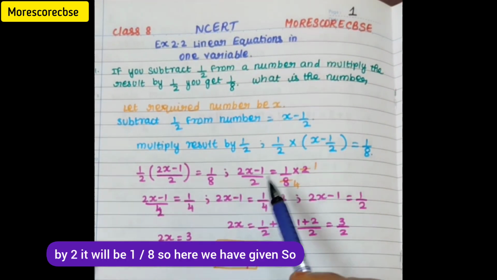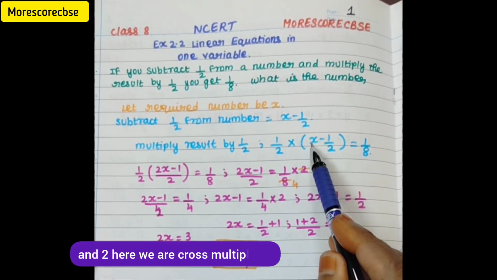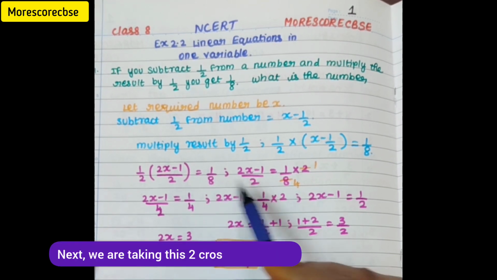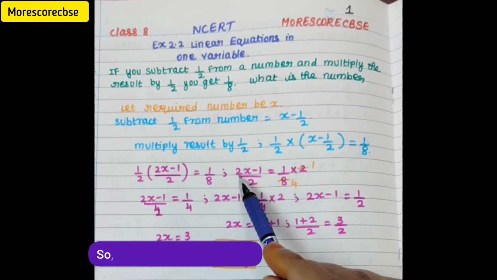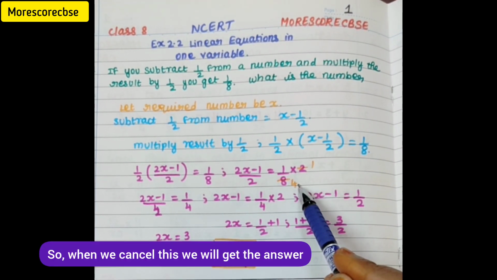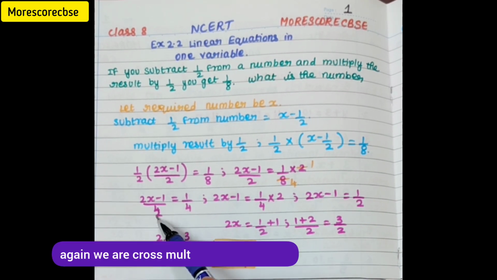So here they have given this. Solving this, we will get the answer. 1/2 we are writing as it is, and the 2 here we are cross multiplying. So 2x minus 1/2 equal to 1/8. Next we are taking this 2 cross multiplying. So 2x minus 1/2 equal to 1/8 into 2. When we cancel this, we get 2x minus 1/2 equal to 1/4. Again we are cross multiplying this 2.